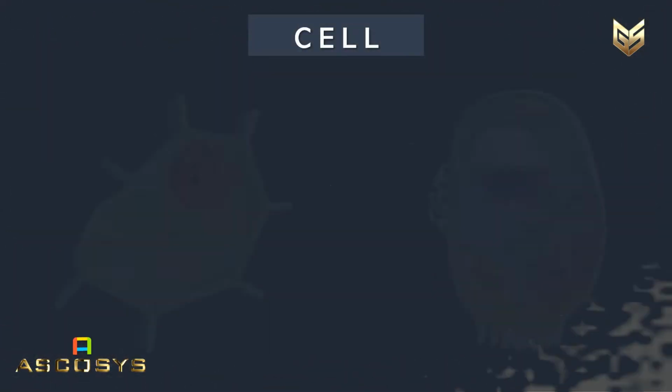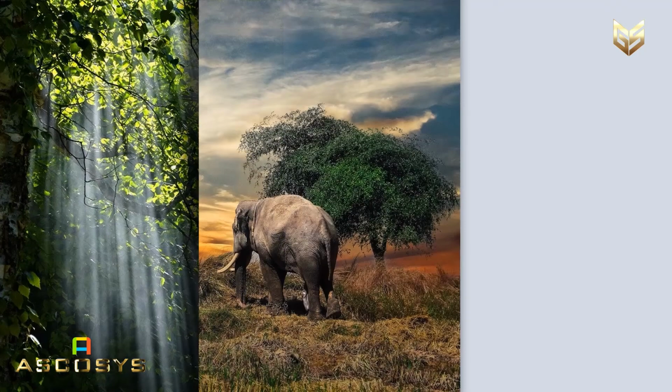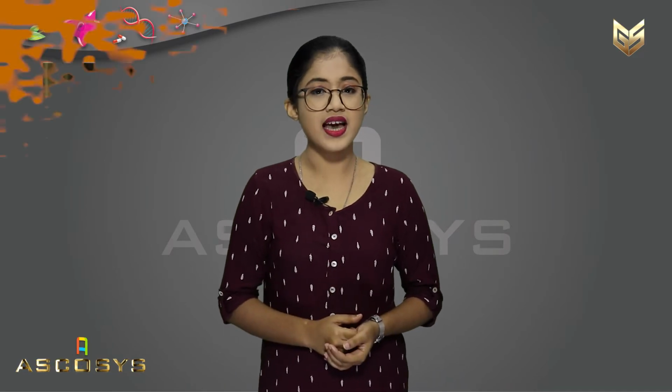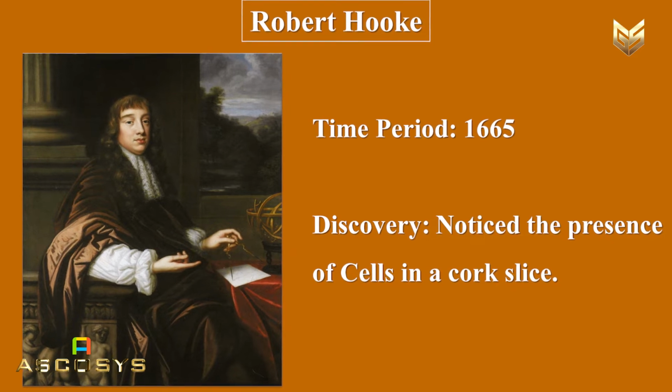Now what do you mean by cell? Cell is the basic structural and fundamental unit of life. All the living organisms that include the plants, animals, in fact we human beings, microorganisms, everything are made up of cells. In the year 1665, Robert Hooke observed the cell in a thin slice of cork.